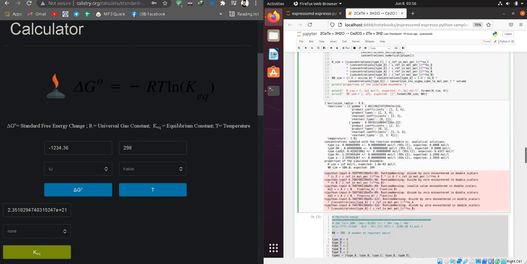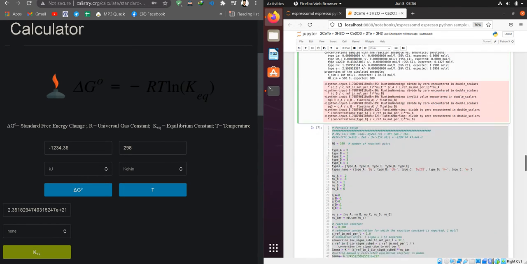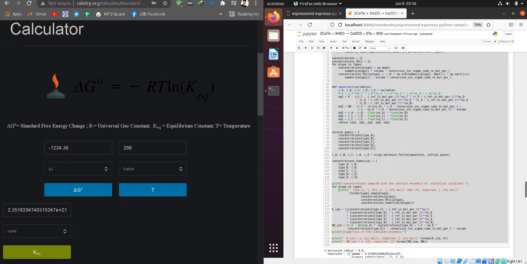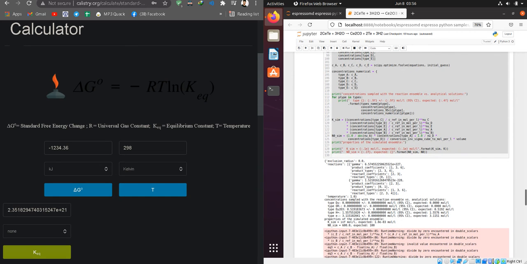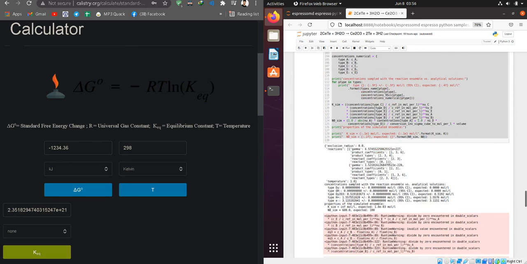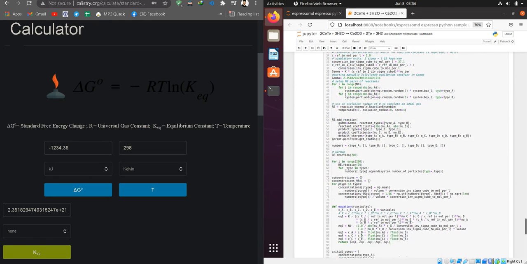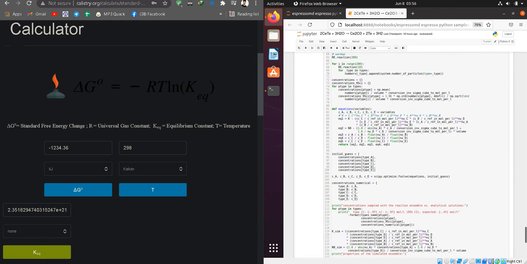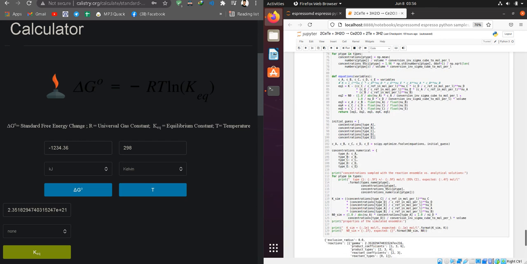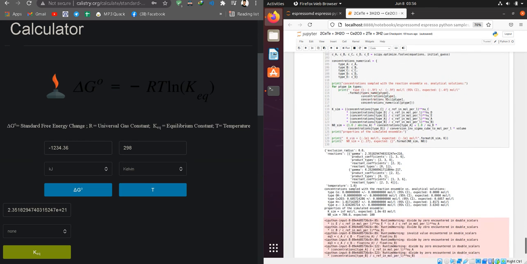Same I did for dysprosium, and it is giving around 1.55 mole per liter. Same I did for cerium, same reaction, nothing is changed, just the gamma value, and it is giving 1.81.